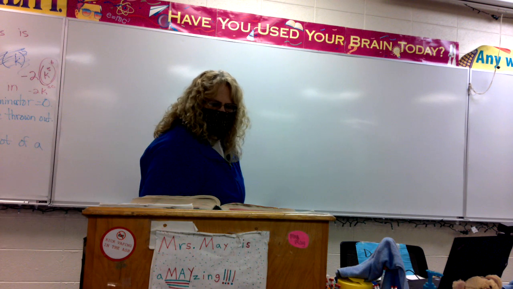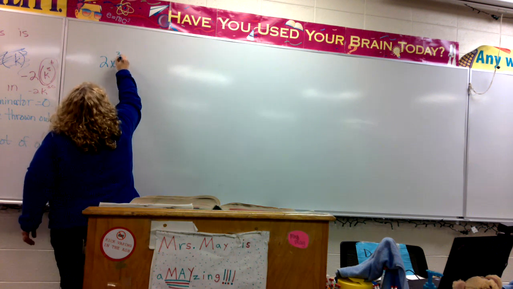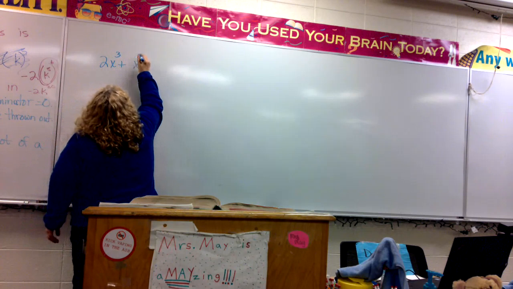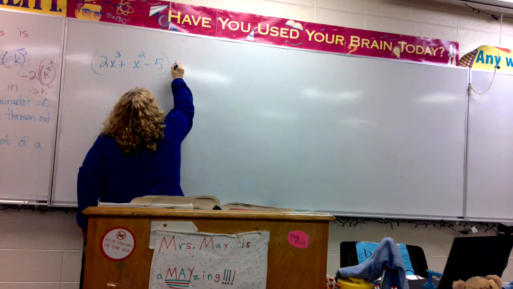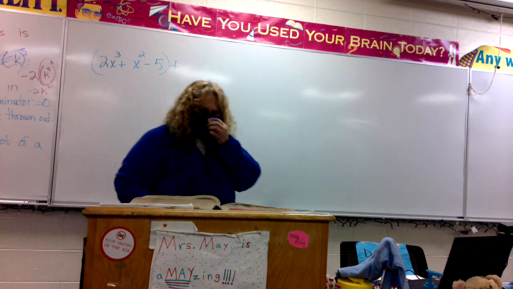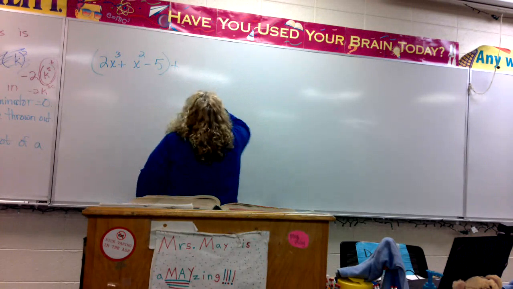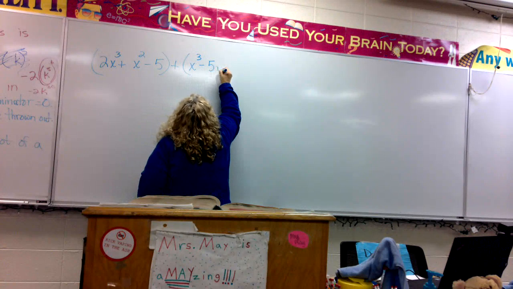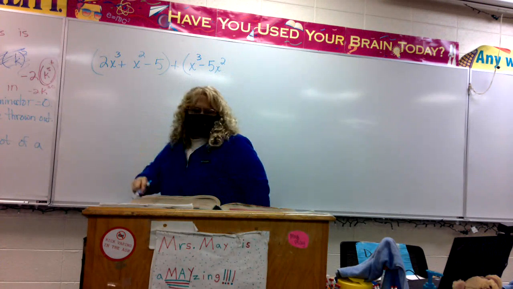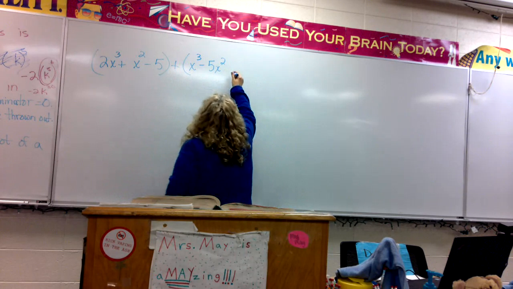Add something like 2x to the third plus x squared take away 5 plus, I'm just making this one up so it probably won't come out like the book, x to the third minus 5x squared plus 2x minus 5.